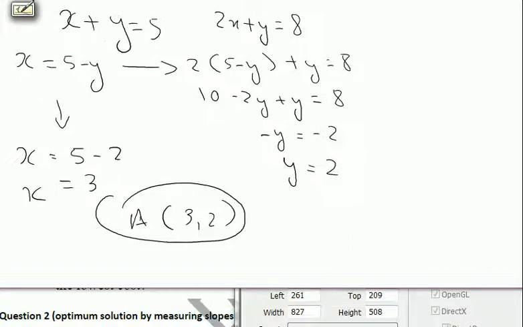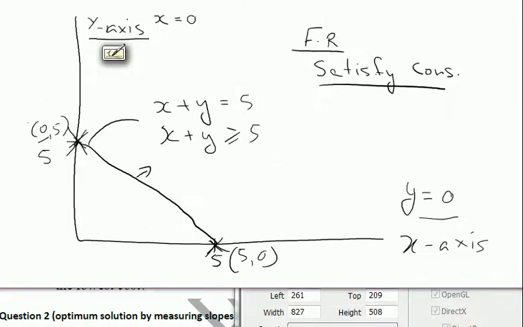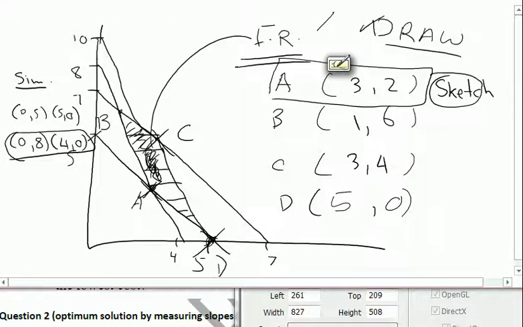You can pause this video here and calculate all the coordinates that we have plotted on our graph. I have worked out that A is (3, 2). You can also work out B, that is (1, 6). How will you do that? At point B, you will identify what two lines intersect at the point B. The line that passes through (0, 8) and (4, 0) crosses the line which passes through (0, 7) and (7, 0). If we solve both lines, we will get the coordinates of B. Likewise, we can get the coordinates of C.